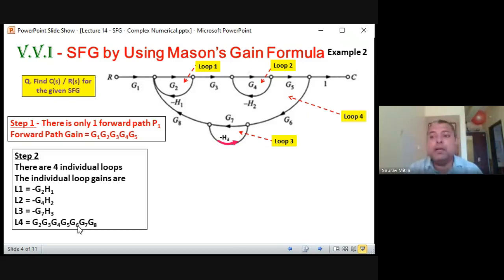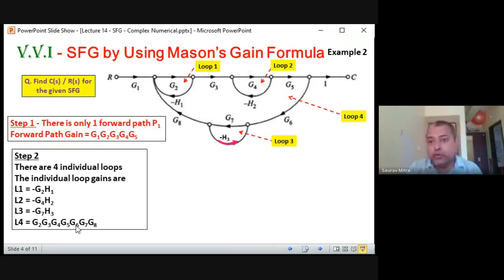So as this is not having any negative in the transfer function, this part will become negative, because while finding the denominator, it is delta. Whenever we find delta equal to 1 minus the individual loop gains, it will be 1 minus minus G2H1, that means it will become 1 plus G2H1 plus G4H2 plus G7H3, and this will be minus G2, G3, G4, G5, G6, G7, G8. So this is something you have to observe, understand, and be careful about from the beginning. In the denominator, at least one negative term we will find, and that will happen because of this L4.